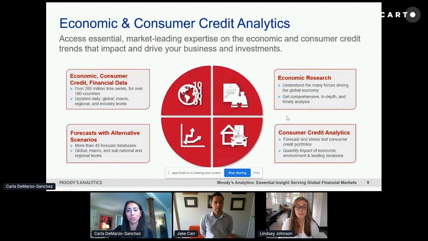In addition to this, Moody's has economic, consumer credit, and financial data updated daily at global, macro, regional, and industry levels. We also forecast at the global, macro, subnational, and regional levels to stress test consumer credit portfolios, which quantifies the impact of the economic environment on a book.